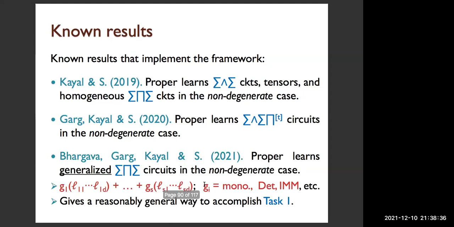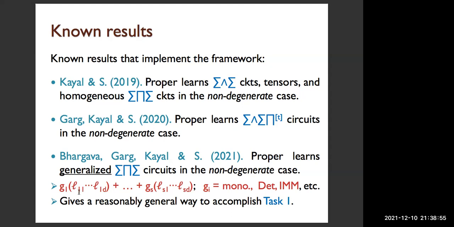Okay, and there's a third work which sort of generalized the first work: instead of depth 3 powering circuits and general depth 3 circuits, they could handle generalized depth 3 circuits. So let me just mention at least what a generalized depth 3 circuit is.